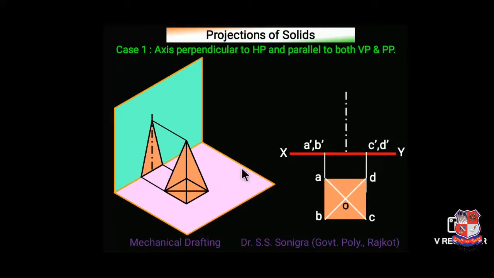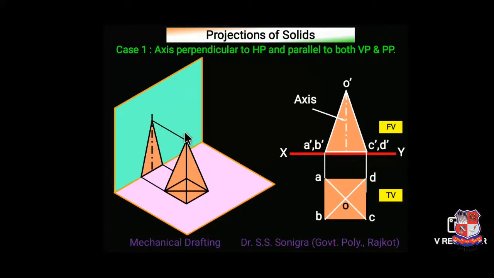Now draw its front view. How to draw? Of course, we need its height. We should know its height, take that height over the axis drawn from this intersection point O, and make a triangle. So this is the front view of this pyramid, and this is the top view of this pyramid. Hope it's clear to you.